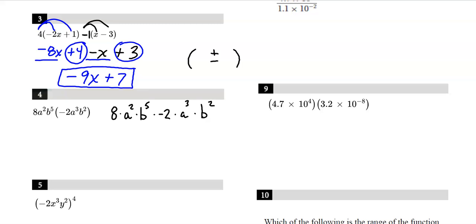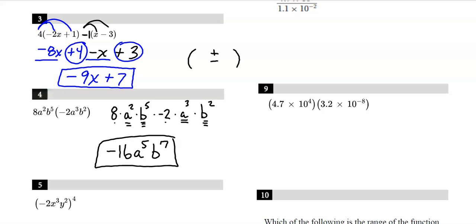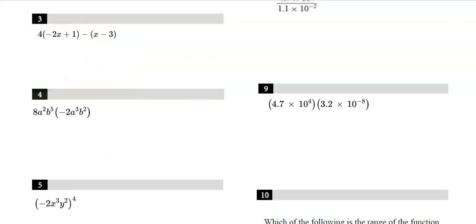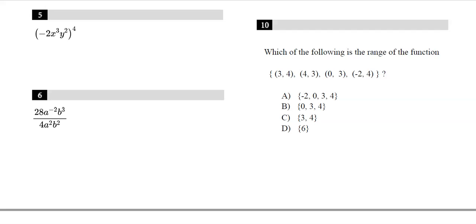So now the order is up to me how I want to do it. I'm going to do my coefficients first. I'm going to get a negative 16. Then I'm going to do my a's. A squared times a to the 3rd, you add the exponents. And then b to the 5th, b squared, add the exponents. I get b to the 7th power. All right, moving right along. Number 5 and number 6.